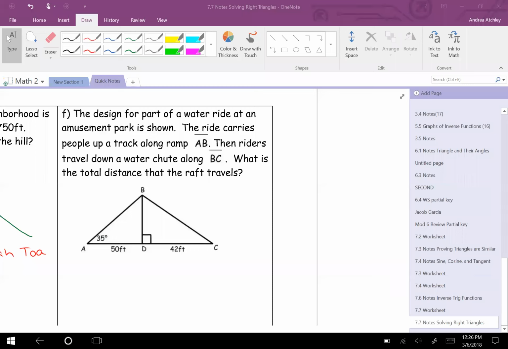Okay, the design for part of a water ride at an amusement park is shown. The ride carries people up a track along ramp AB. Then the riders travel down a water chute along BC. What is the total distance the raft travels? So we're going to draw a little raft with people. They're going up the hill and then back down the hill, and we want to know what that total distance is.